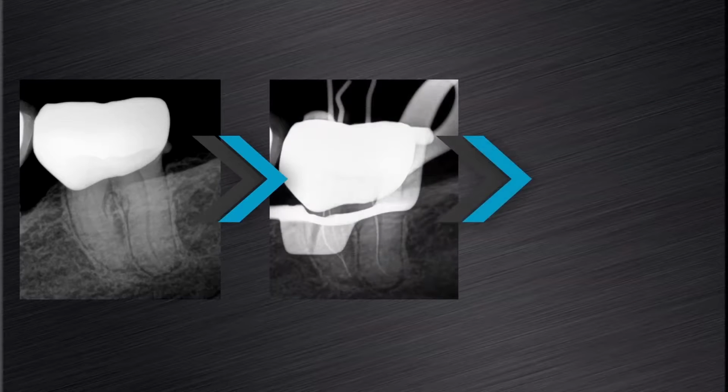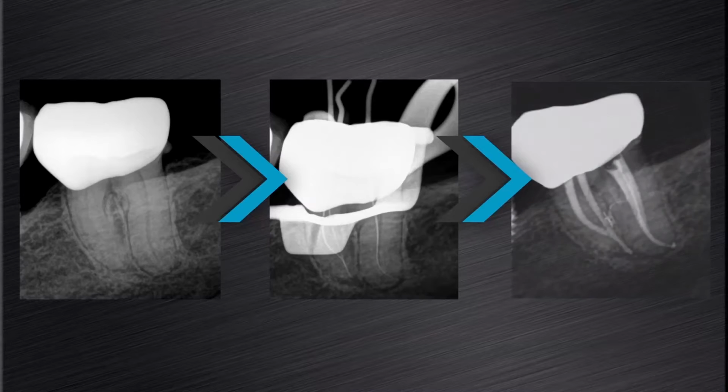And my last example, another mandibular left second molar that presented with curvatures in the mesiolingual canal and an apical curvature in the distal root canal. This complex anatomy was again maintained during canal preparation.